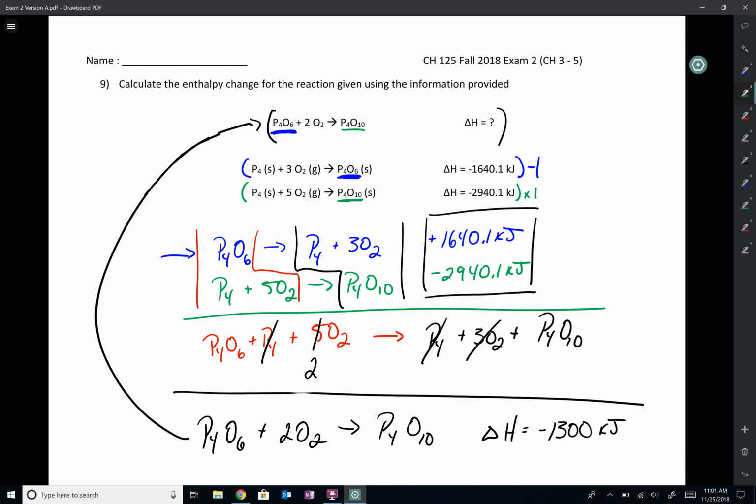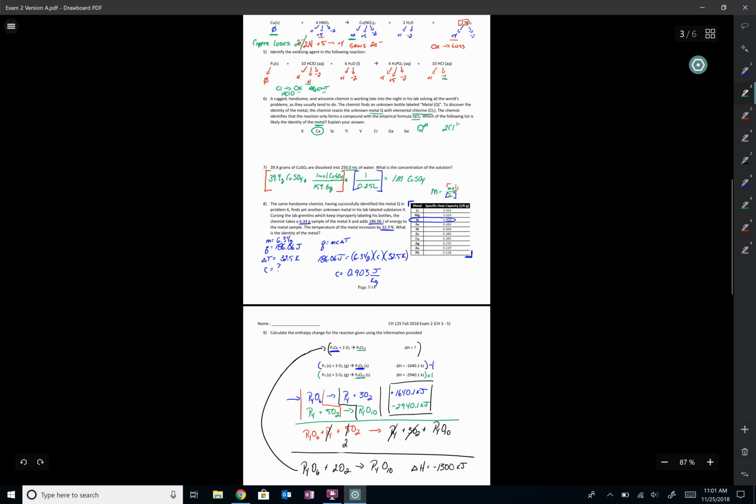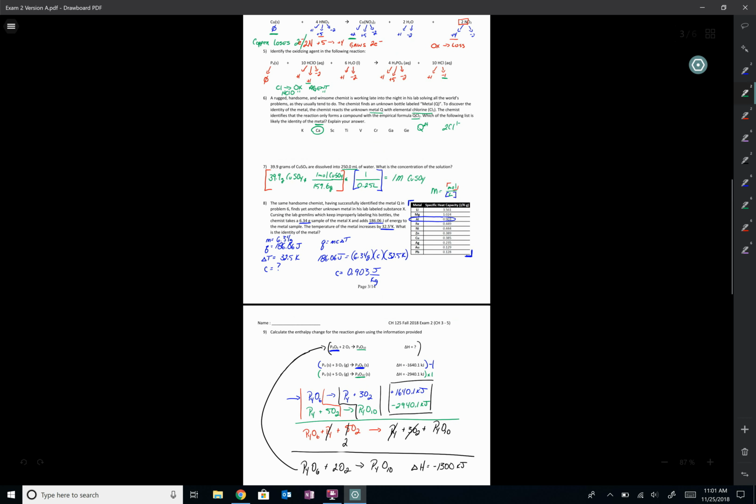Okay, and that's it. Let me see if I can zoom out here. If I can try and snag everything on the same. It's kind of an eye exam here, but hopefully you guys can see what you need to see. And that's the end of exam 2 for the fall semester of 2018 for Gen Chem 1.